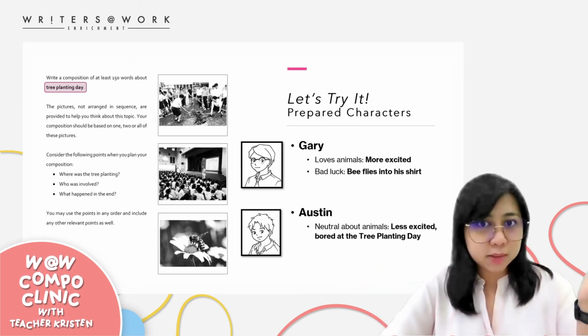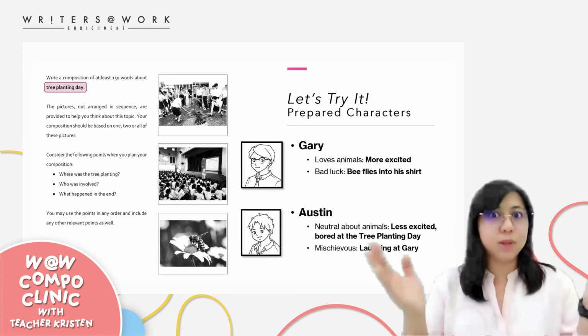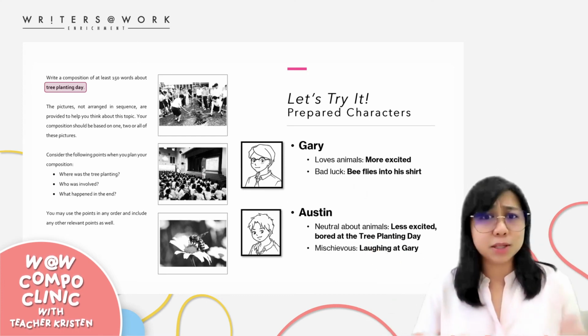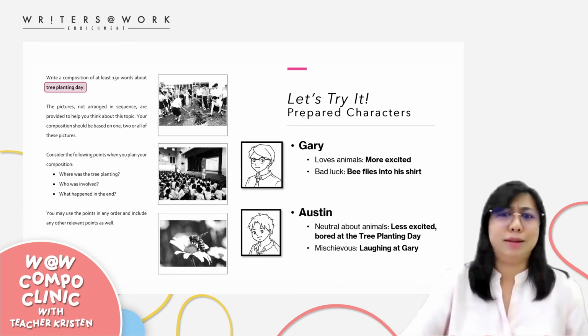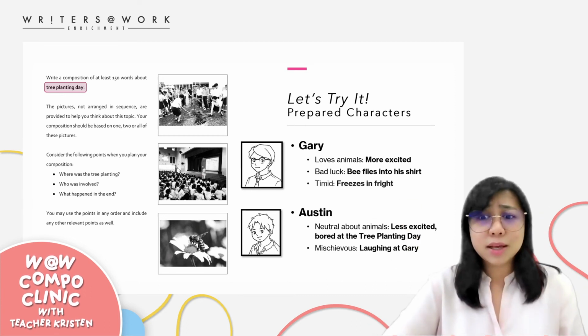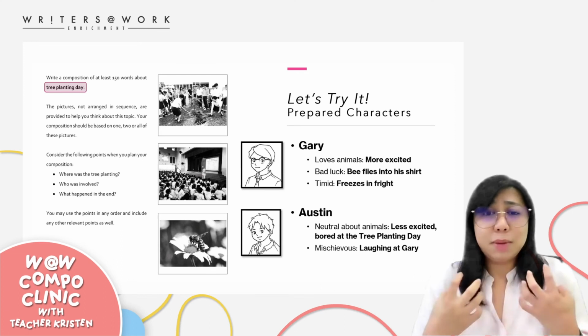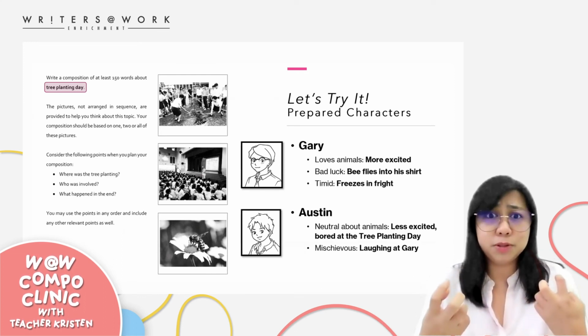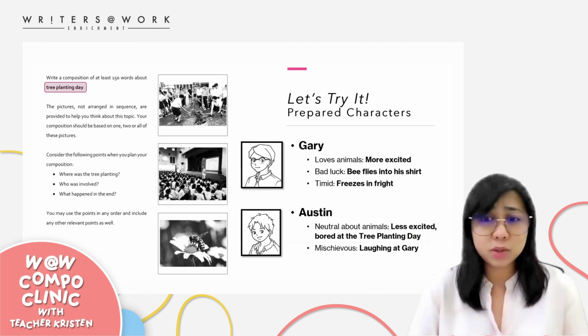Now, seeing this, I can guess Austin's reaction. He's really mischievous. He might begin laughing at Gary. He might not even help him because he's too busy going ha ha ha ha ha. On the other hand, Gary is timid. He might freeze in fright. And then, to make matters worse, I'm going to put another bee into his pocket.